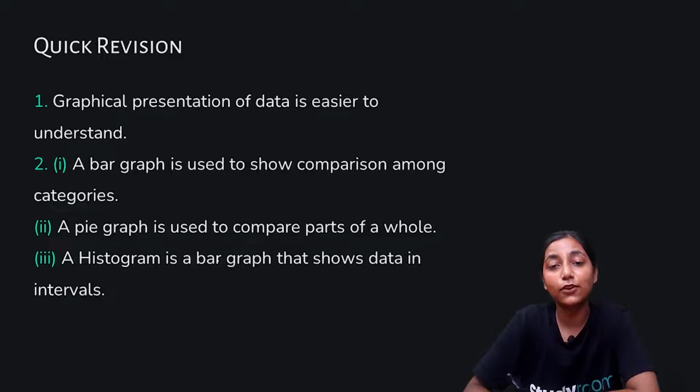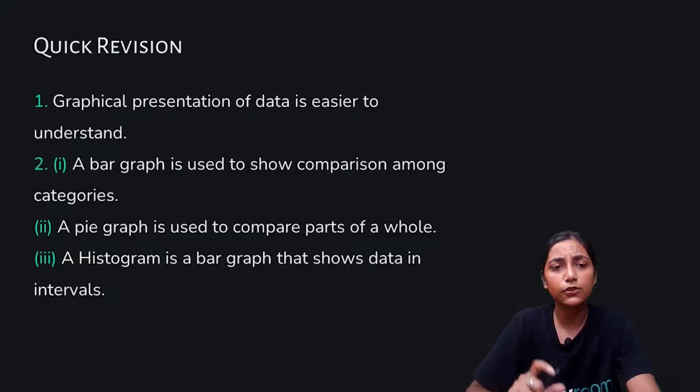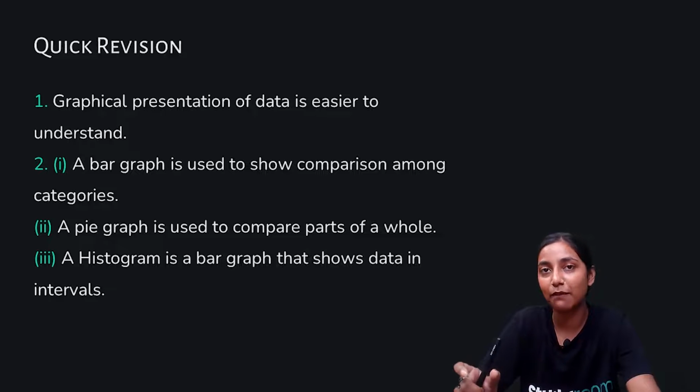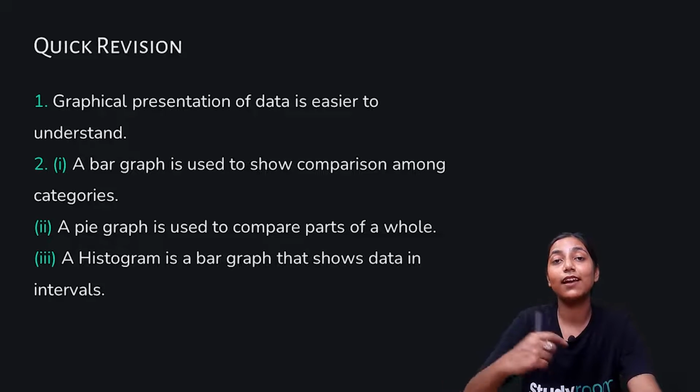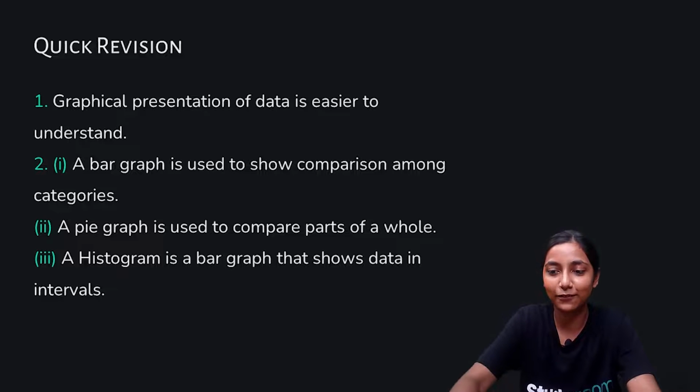And a histogram is also a bar graph which shows data in intervals. We read that in a histogram also we use vertical bars to represent data, but we do not have any gap between these bars, and we have class intervals in histograms, unlike in bar graphs.